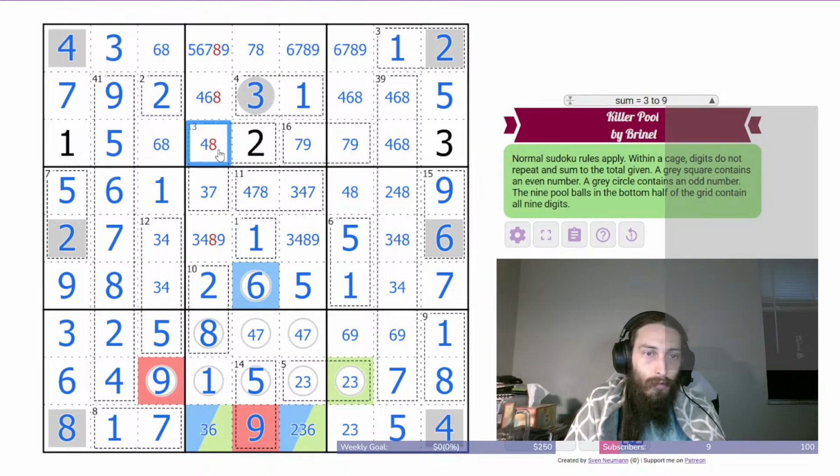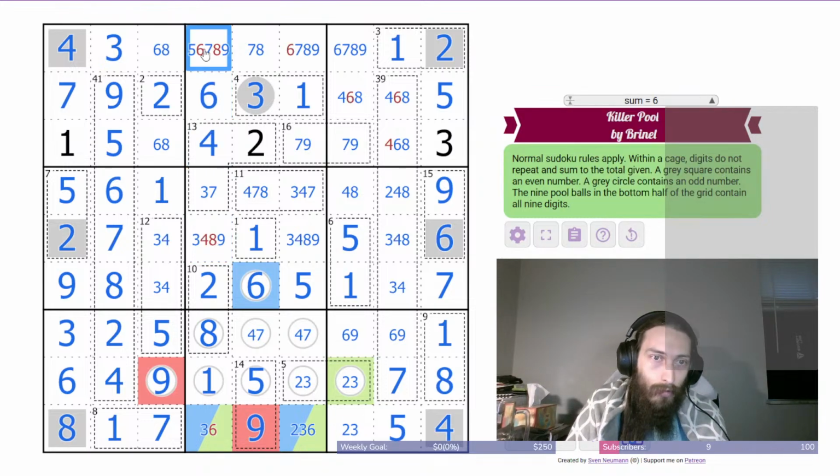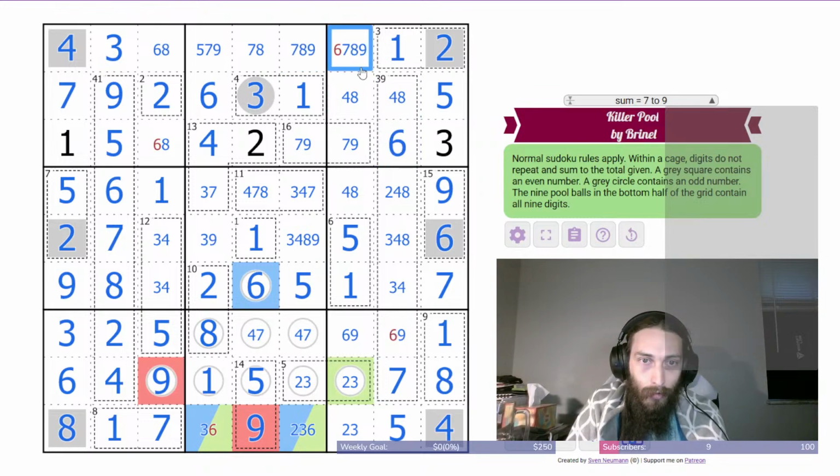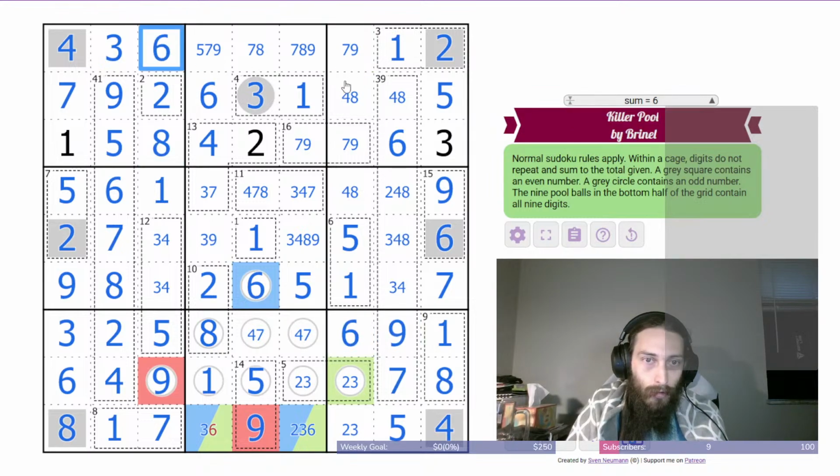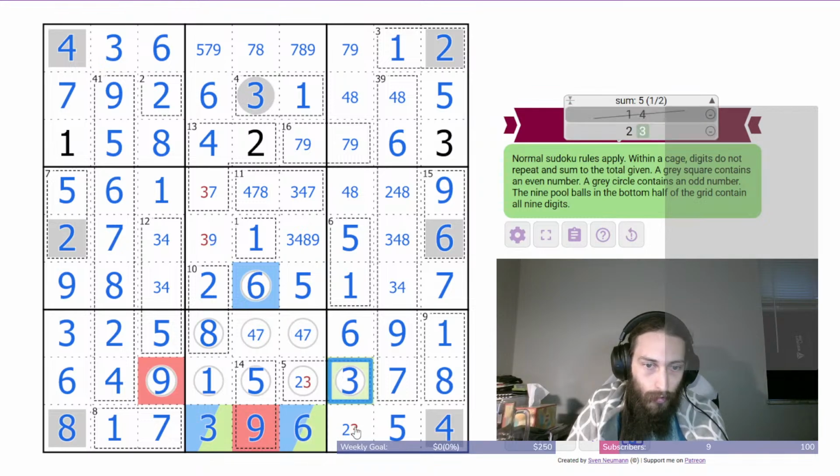Oops. This is a 4. That's a 6. 6, 8, 4, 8. Not 6, not 6, not 4, 4, 8. Makes that a 6, not 8. 7, 9 pair. 6, 9, 8, 6, 3. Means this is 6. This has to be 3, as these are both 2s.